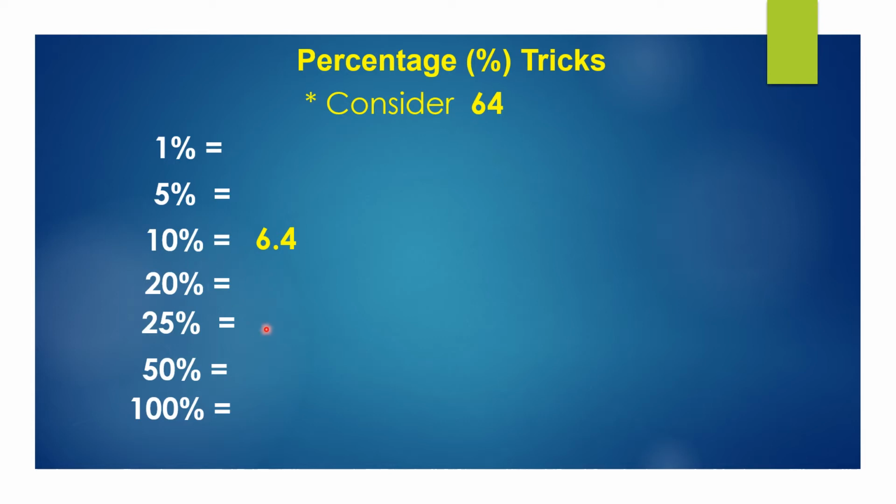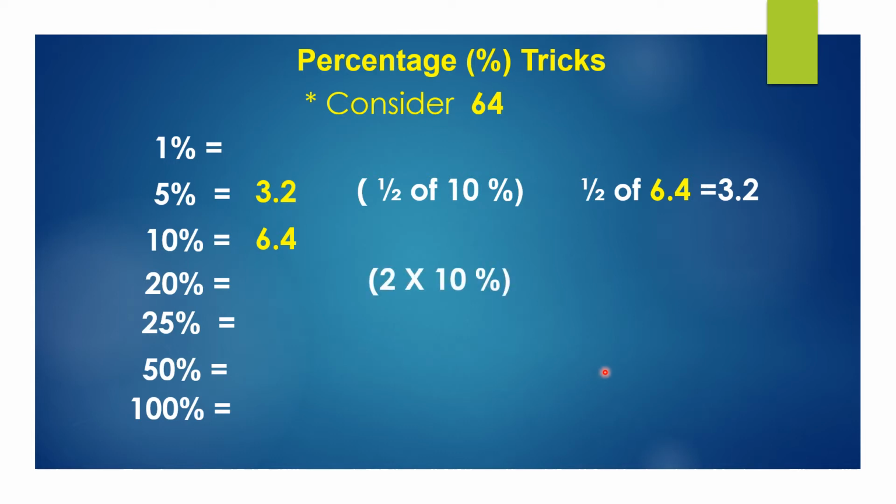After 10%, we will move on to 5%. 5 means how much it is? Half of 10. Half of 10 means this 6.4 we will divide by 2. Easy method. So 6.4 divided by 2 is 3.2. So directly we will write 5% as 3.2. Now we will move on to 20%. 20 means 2 times 10. So 2 into 6.4 is 12.8. So 20% of 64 is 12.8.